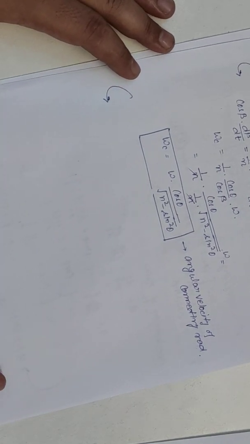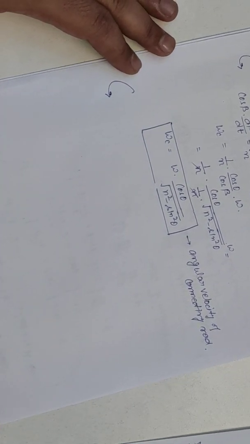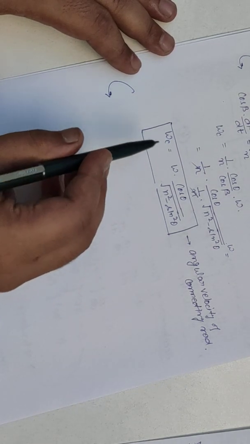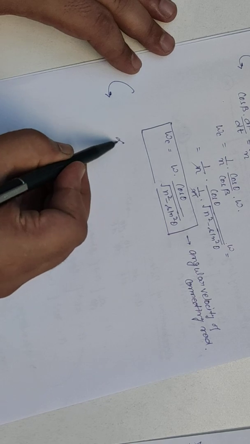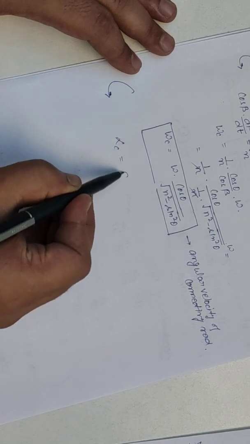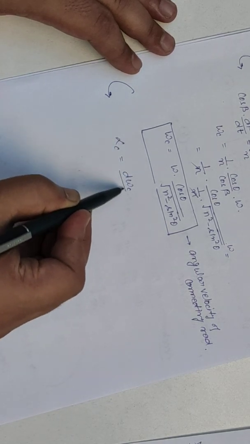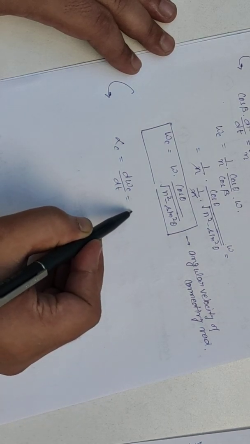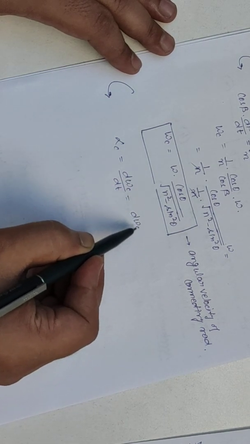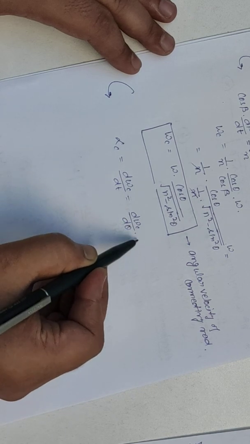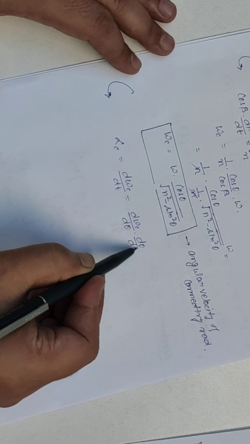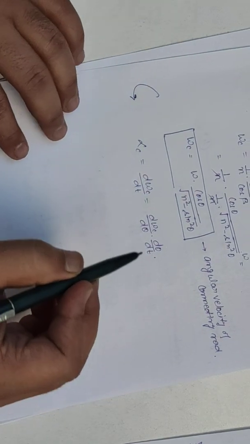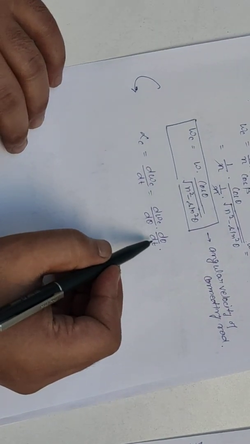Angular acceleration is the rate of change of the angular velocity. So alpha c will be equal to d omega c by dt, or we can write d omega c by d theta multiplied by d theta by dt, and d theta by dt is omega, the angular velocity of the crank.